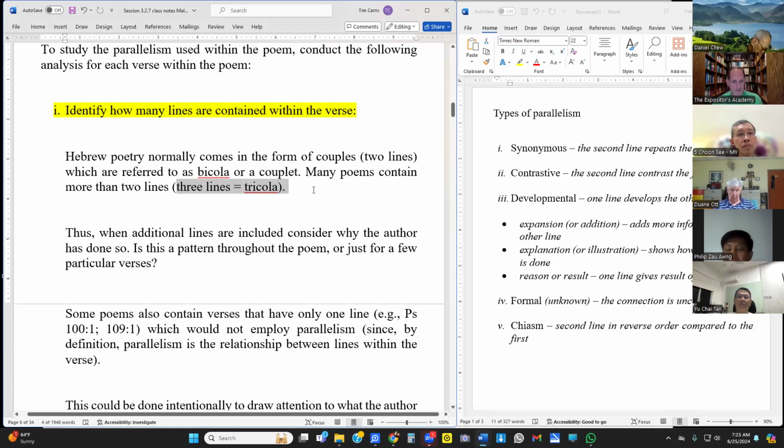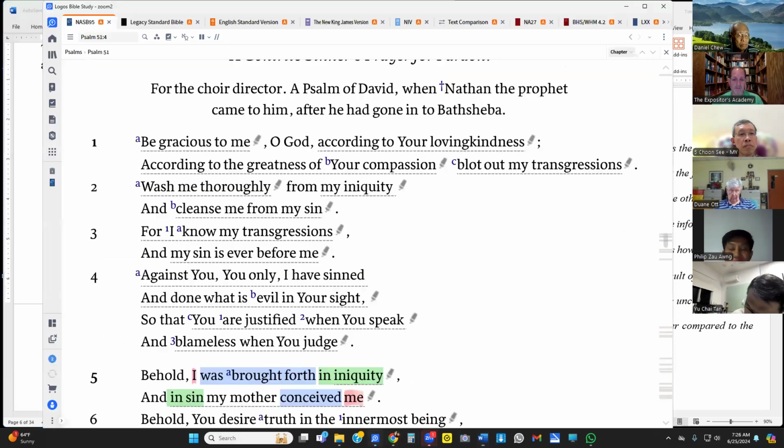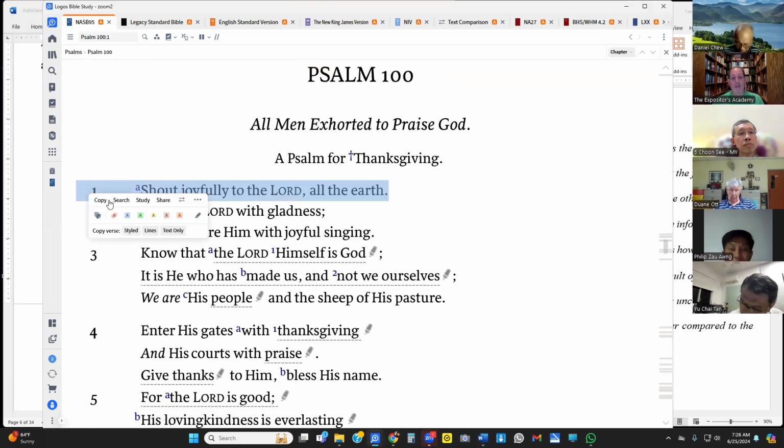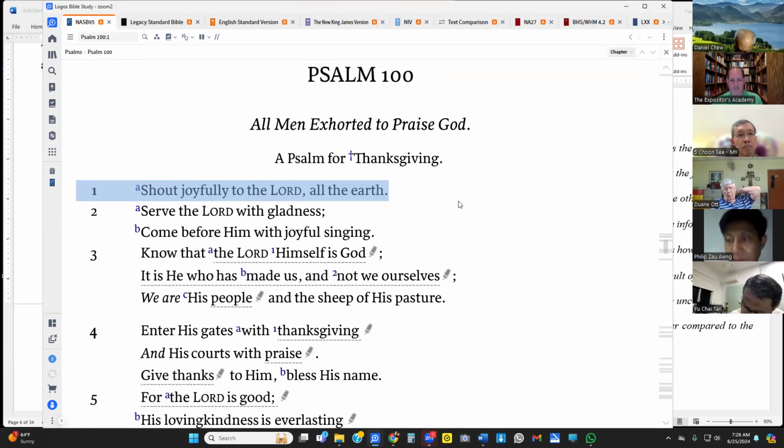But even in those extended ones where there's more than 2 lines, there's still an interrelationship between the lines. Some poems actually have only 1 line. Like, for example, Psalm 100. The first verse is just 1 line. So there's obviously no parallelism there. Sometimes that's done just for attention or to focus a particular statement.